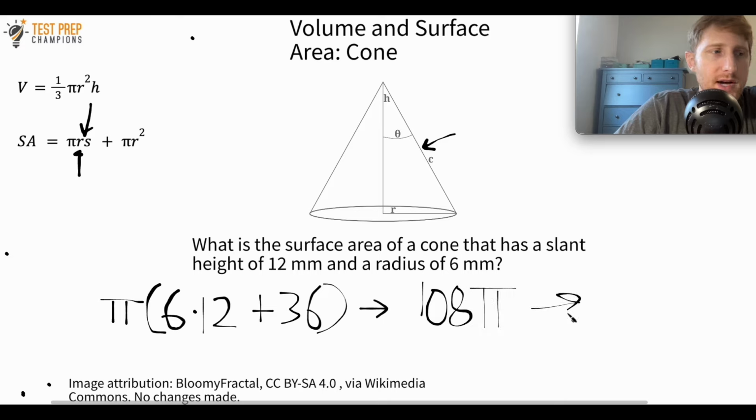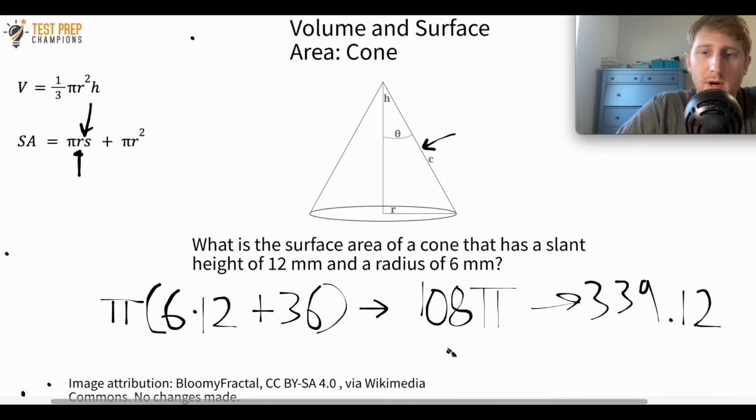I actually didn't specify, but if you wanted to multiply it out, you do 108 times 3.14, which my calculator gives me 339.12. So I actually should have specified this beforehand, but if you got 108 pi and left it like that, that's perfectly fine. If you did 339.12, that's perfectly fine too.